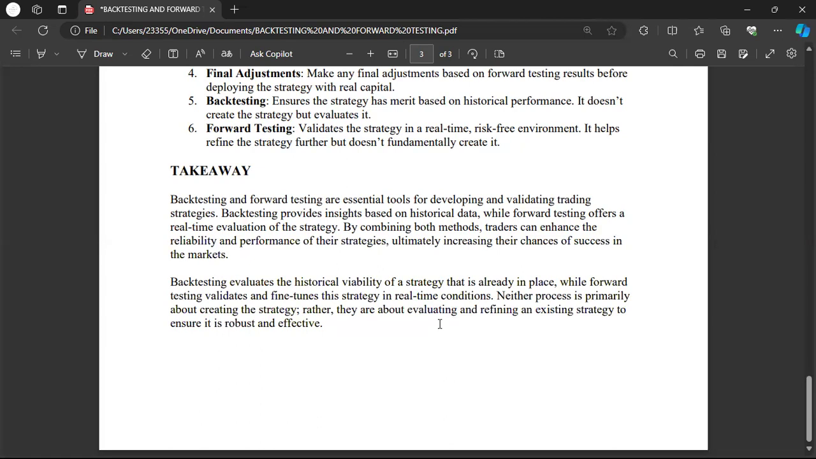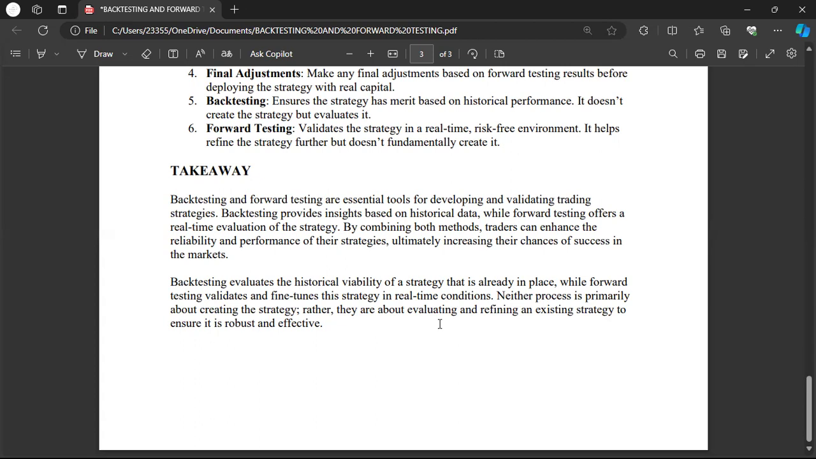Backtesting and forward testing are essential tools for developing and validating trading strategies, right? Backtesting provides insights based on historical data, while forward testing offers a real-time evaluation of the strategy. By combining both methods, traders can enhance the reliability and performance of their strategies, ultimately increasing their chances of success in the market. Right?